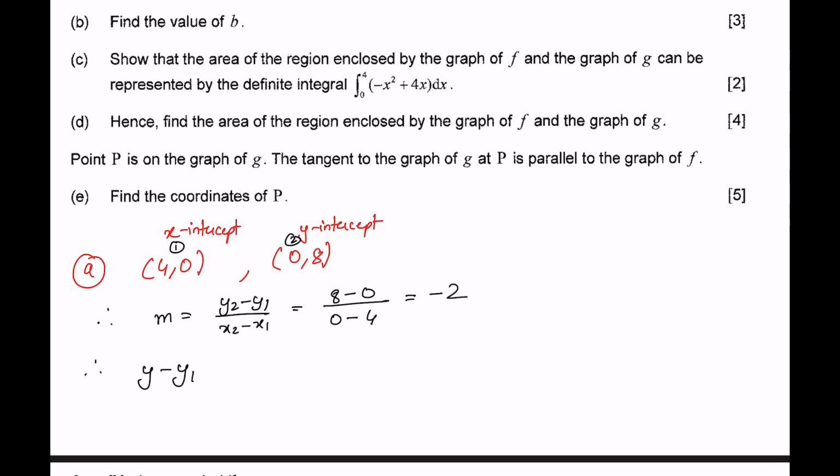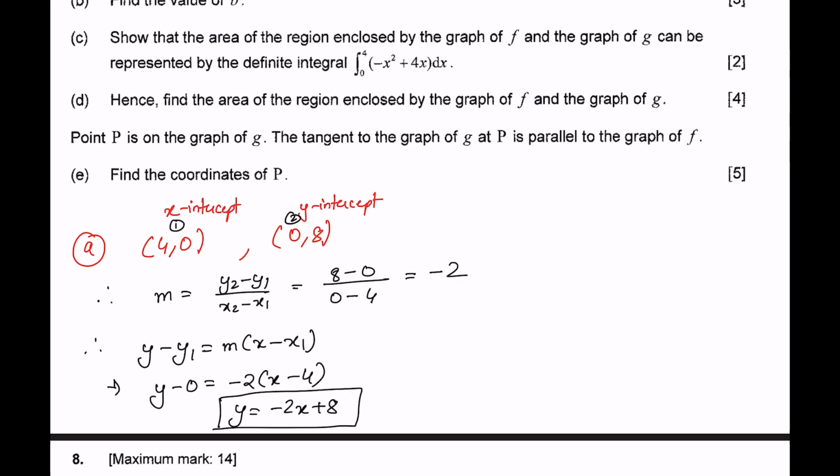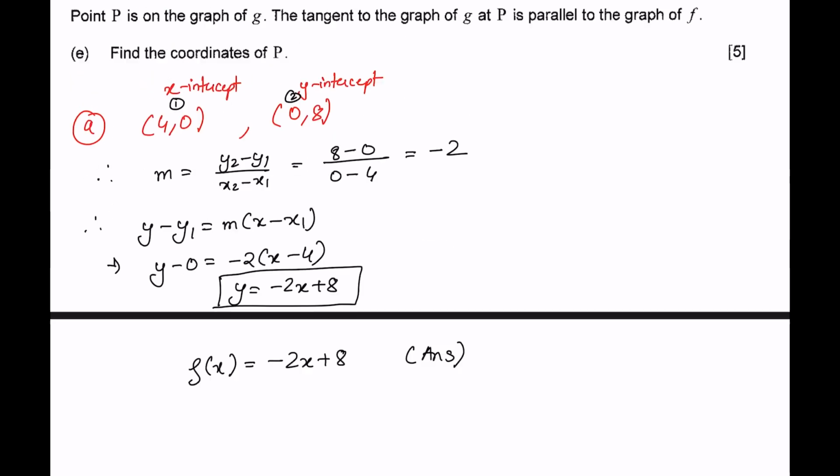Now you can do y minus y1 equals m times x minus x1. You can choose any point as 1, but already we have chosen 4 comma 0 as 1, so I'll proceed with this. So y minus 0 equals minus 2 times x minus 4. We get y equals minus 2x plus 8. This is the equation of the straight line. Now in function terms, just replace y with fx, which is fx equals minus 2x plus 8. This is the answer to the first part.